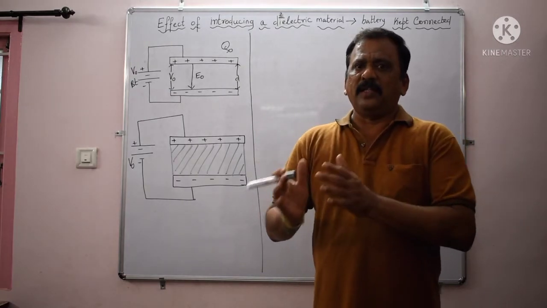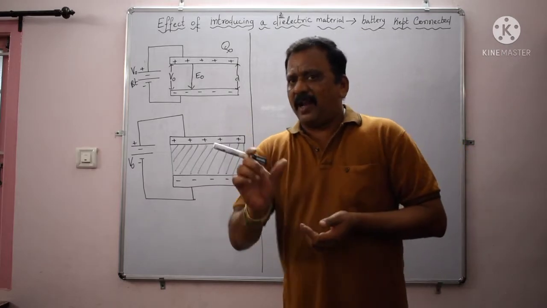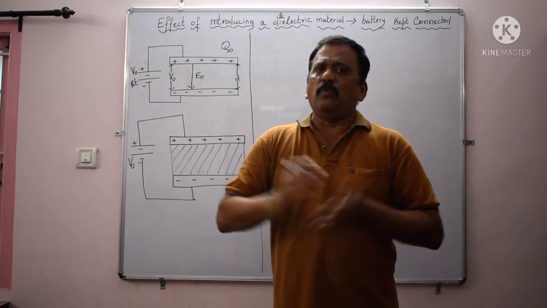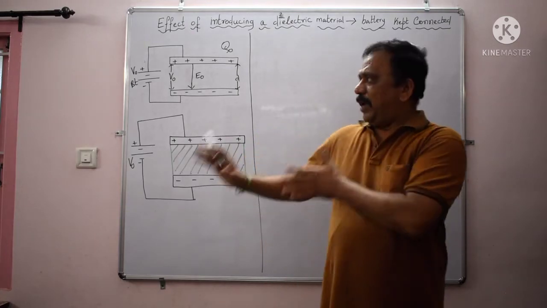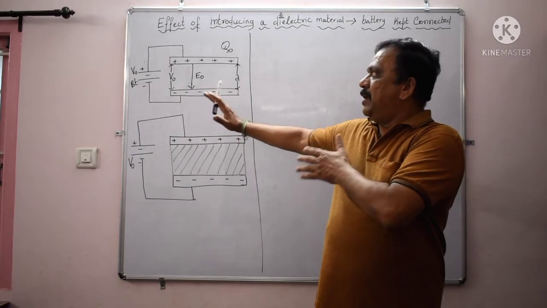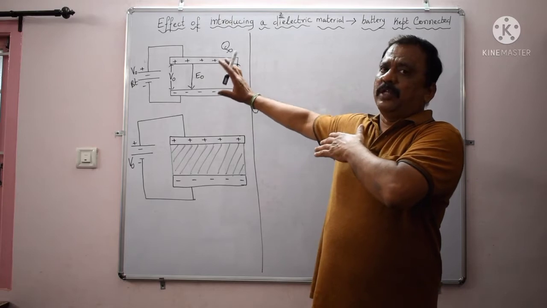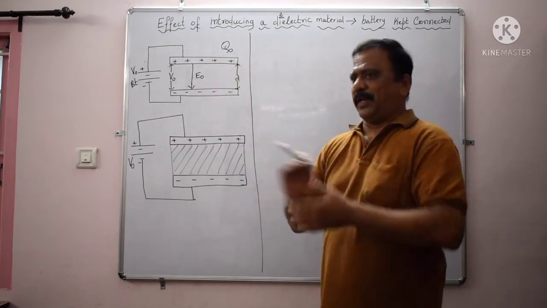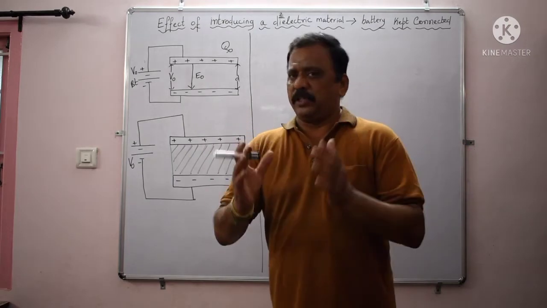So after disconnecting the battery from the capacitor, what really happens when we introduce a dielectric material between its two plates? That we saw in the earlier class. So today we are going to keep the battery connected with the capacitor, and then we are going to discuss what is going to happen to the capacitance of the capacitor and what is going to happen to the energy the capacitor stores.